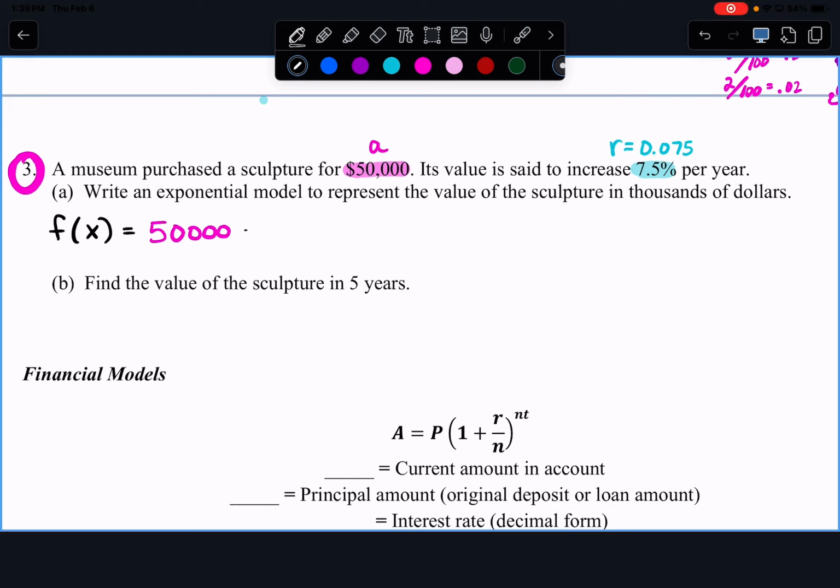Now what do I need to do? Times 1 plus 0.075 to the x power. 1 plus 0.075 to the x power. I would have also accepted that equation as being written as f of x is equal to 50,000 times 1.075 to the x.